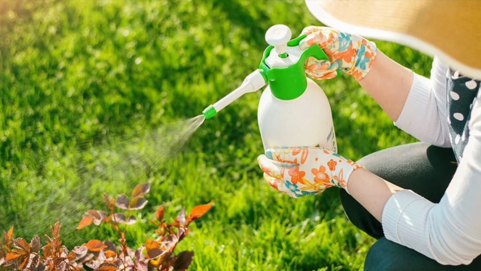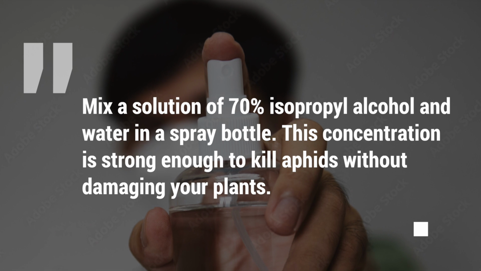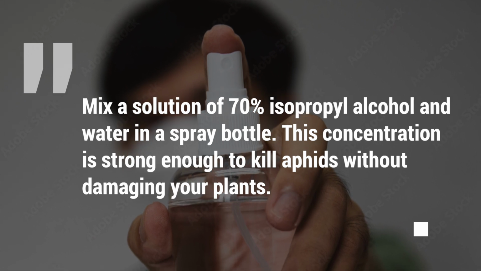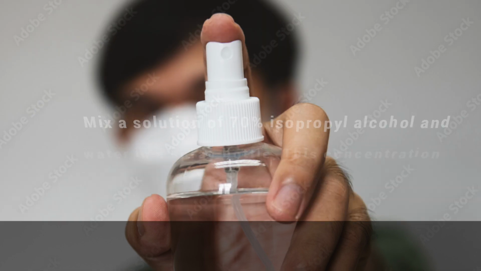insects in the garden. Mix a solution of 70% isopropyl alcohol and water in a spray bottle. This concentration is strong enough to kill aphids without damaging your plants.